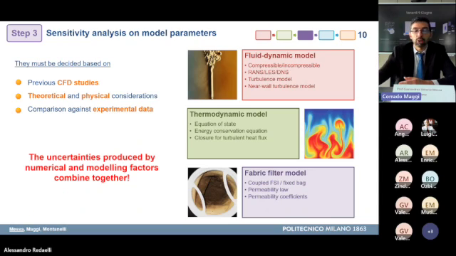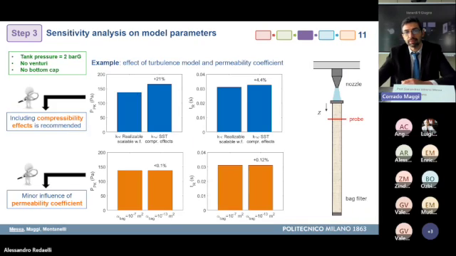And how is it possible to select these parameters, submodels, and settings? One possibility is to rely on the literature, so on previous CFD studies, and we did it. Another possibility is to rely on the theoretical and physical knowledge of the process. And a last possibility is to rely on experimental data if they are available. And in this case, the match with experimental data can serve as a criterion to decide the modeling settings.